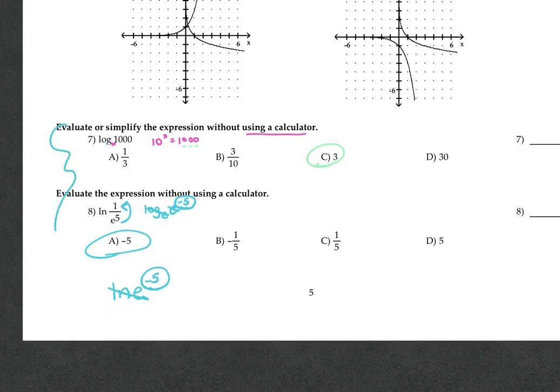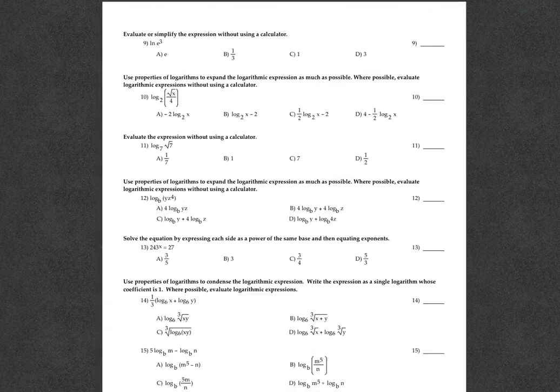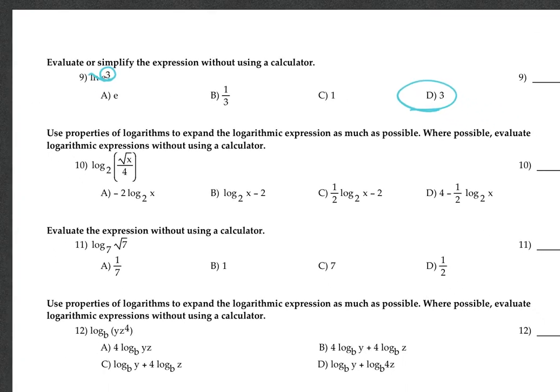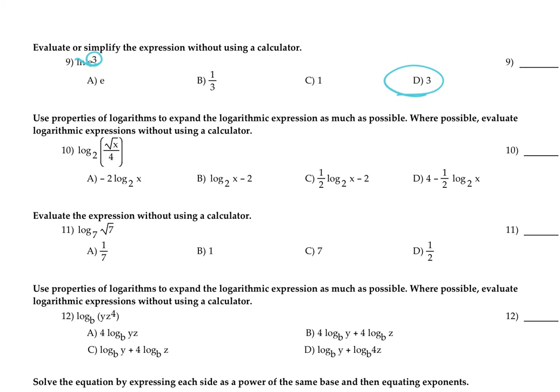So this was actually the start of 5.2, which was also the graphs of logs. This one says evaluate or simplify without using the calculator. So again, ln and e cross out and just leave you with the exponent, which would be D. The properties of logs started in 5.3. So this is your expanding and condensing.